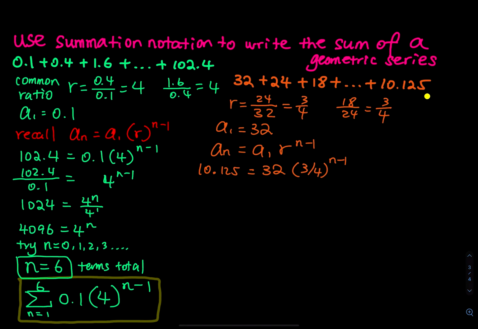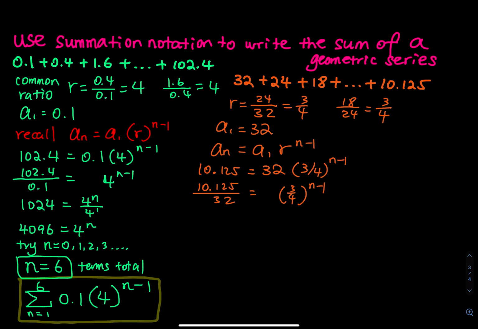this geometric series. So first of all, you divide both sides by 32, 125 divided by 32, and on the other side you have 3 over 4 raised to the n minus 1. Okay, this divided by 32, you are going to get a decimal. So in your calculator, you type 10.125 divided by 32, you press enter, and then you get a decimal. Do not approximate.